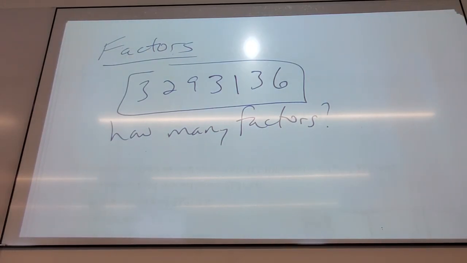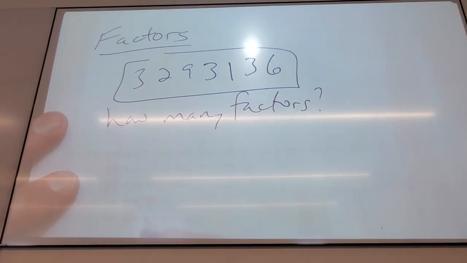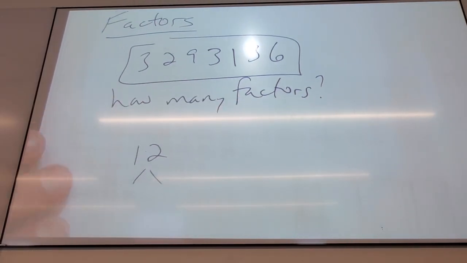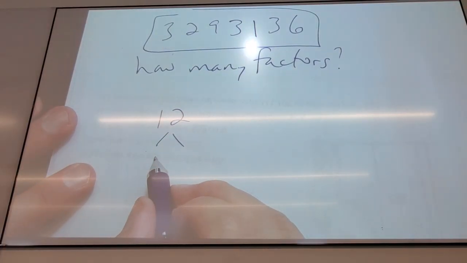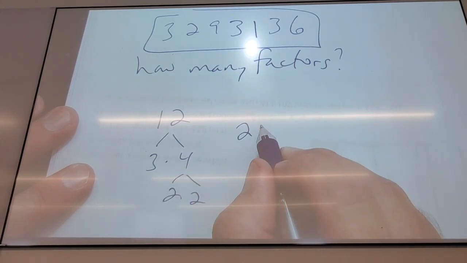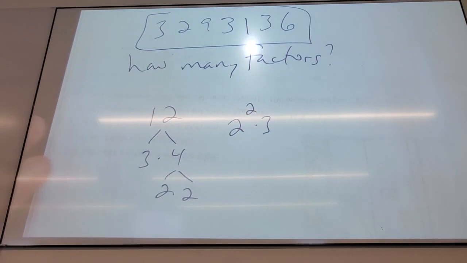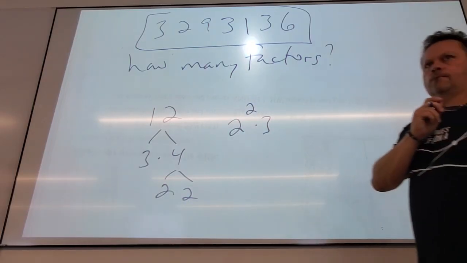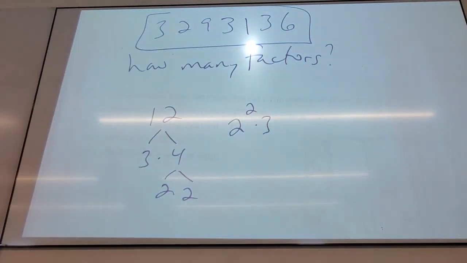Okay, so if my only question is how many factors does this thing have? Is there a shortcut to get there? Do I actually have to write the whole damn list of factors out? The answer is no. So if I start with 12, can you guys prime factor 12 for me? 3 times 4. Good. So 12 is 2 squared times 3. Okay. Do you all agree with me, for example, that 3 is a factor of 12?